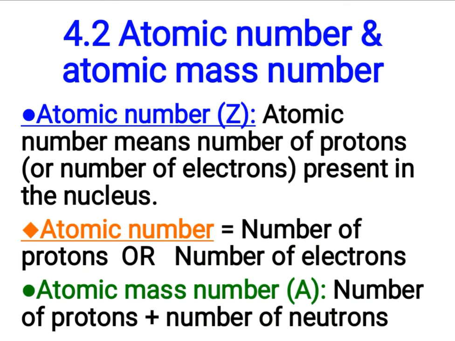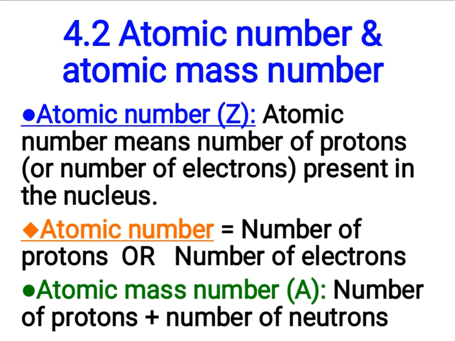So what is atomic number? Atomic number is nothing but the number of protons or number of electrons in the atom. And this atomic number is denoted by the capital letter Z. Next term is atomic mass number. It is denoted by capital letter A. Mass number is defined as number of protons plus number of neutrons.